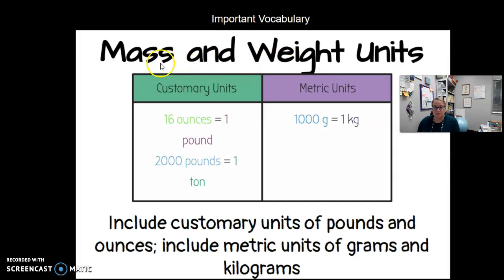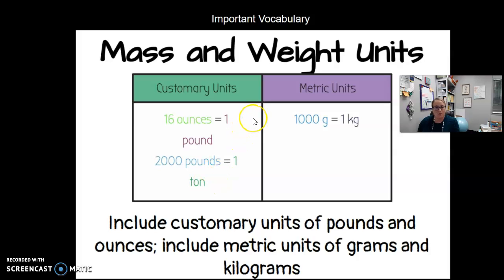The next one that we're going to look at is mass and weight units. So you have a third grade reference chart that you're able to use for STAR, and it just gives you information about this. We have customary units, which is what we use in the United States. So we have ounces, pounds, and tons. 16 ounces equals 1 pound. 2,000 pounds equals 1 ton.